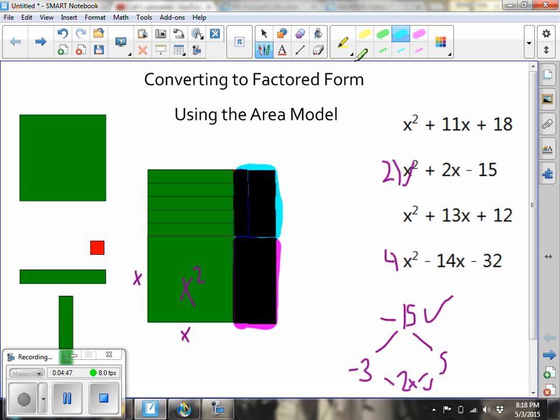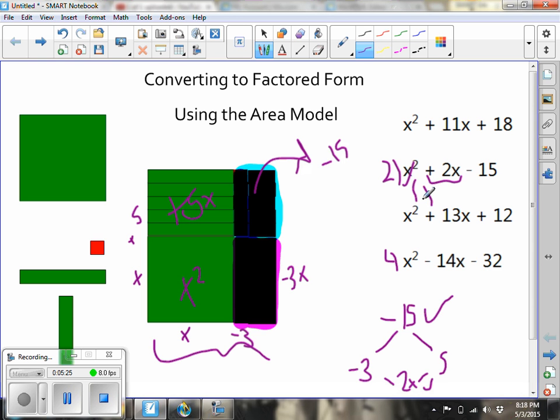So, I've got my inside area represented by my standard form. This guy was minus 3x's. This group was plus 5x's, which minus 3x's plus 5x's together make that positive 2x linear term. And this section had an area of negative 15. So I'll know that x squared plus 2x minus 15, I got those negative 3x's back, decreasing by 3 and extending by 5. Same thing as a length of x plus 5 times a width of x minus 3. Okay? Very nice. All right, let's look at number 4.